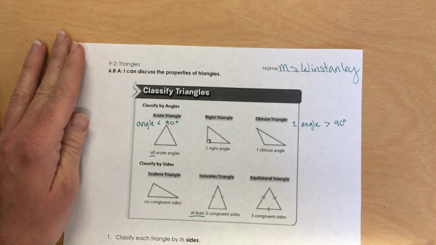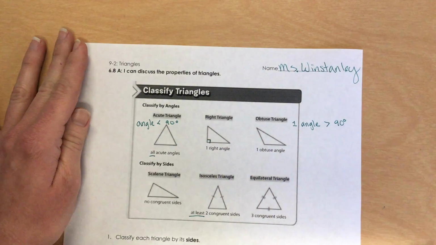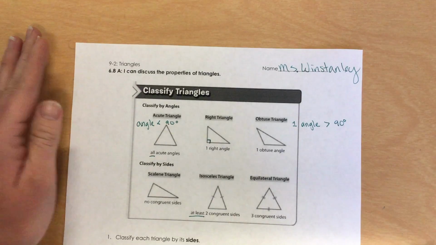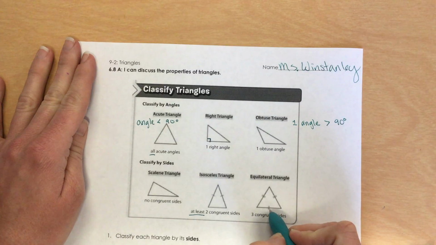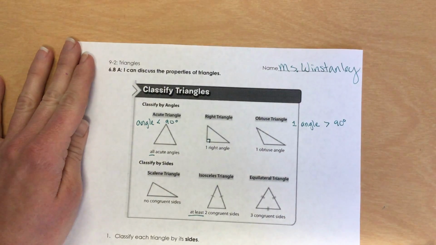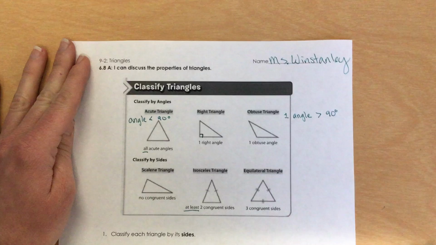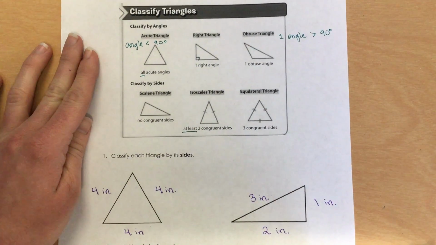And then the last one we have is an equilateral triangle, which means that all three sides of the triangle are congruent, okay? And you'll notice that we have these lines, these symbols. This is telling us that the sides are congruent, okay? All right, let's look at our first couple examples.